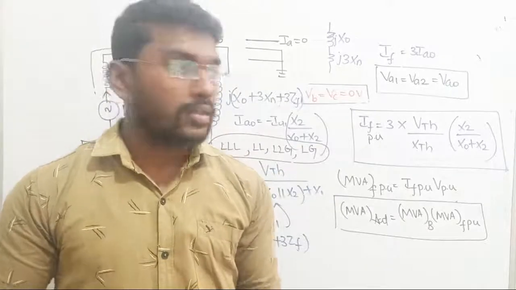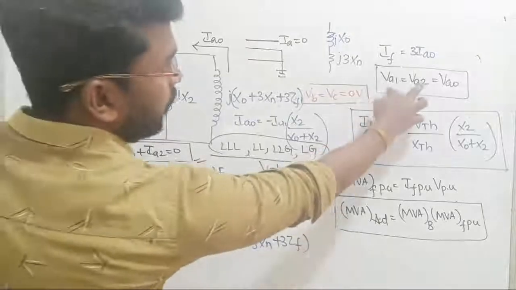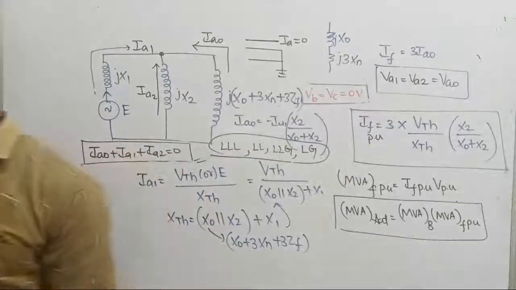Yes. Three voltages equal, what circuit? See, we just saw this; this is what I have written. VA1, VA2, VA0 are equal. Double LG fault, right? The fault is double LG fault.